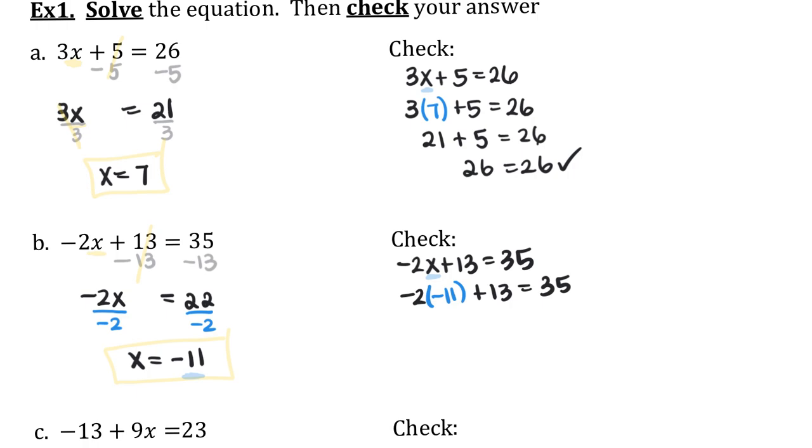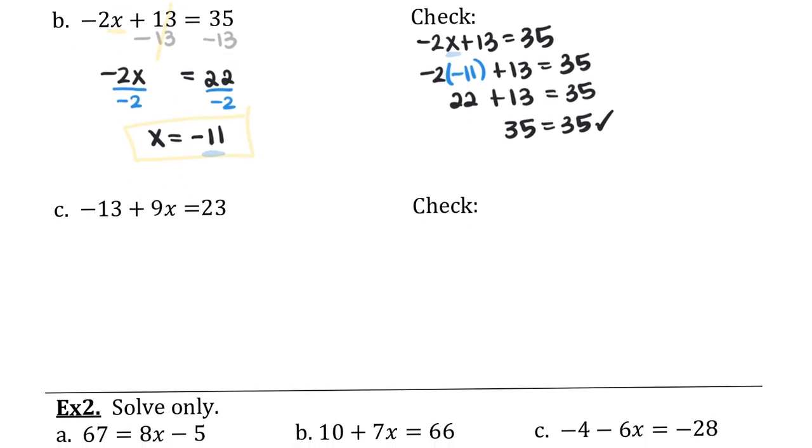Okay, if I do negative 2 times negative 11, and negative times a negative is a positive, and 2 times 11 is 22, plus 13, and it should equal 35. Does 22 plus 13 equal 35? It does. So I must have done the problem correct. If it doesn't match, then I've made a mistake on my solving or on my checking.